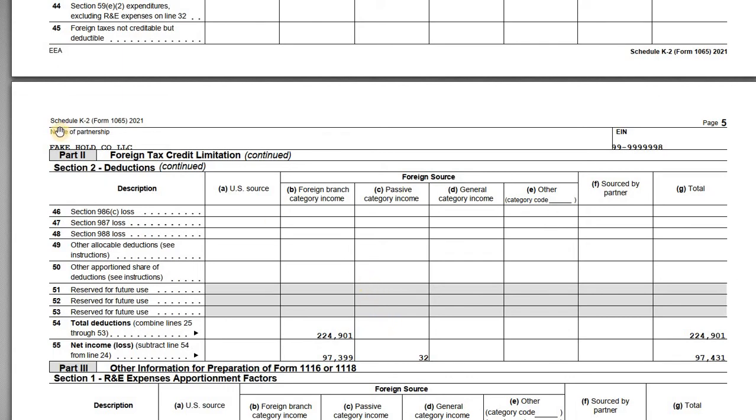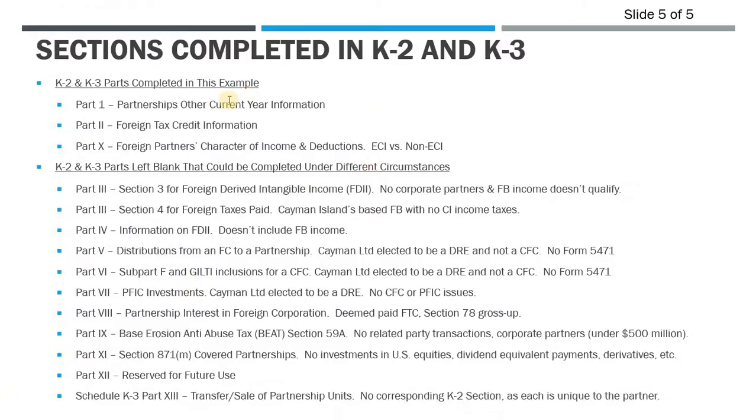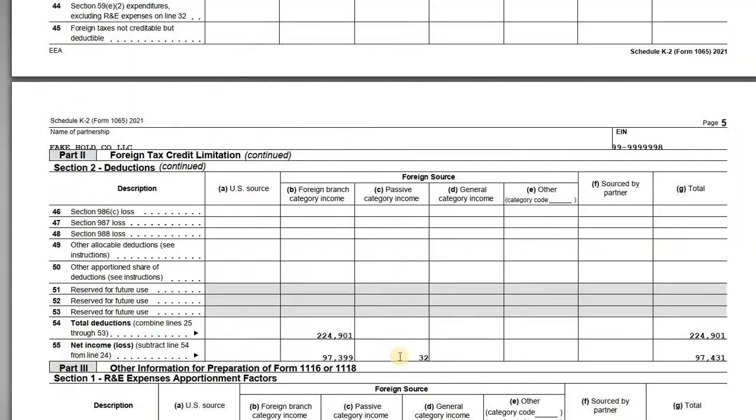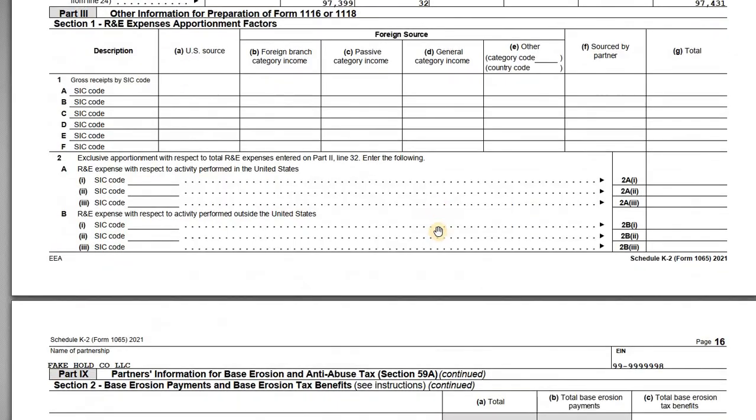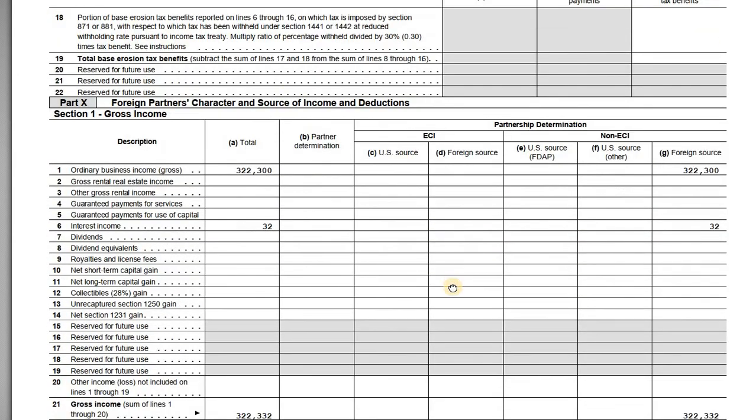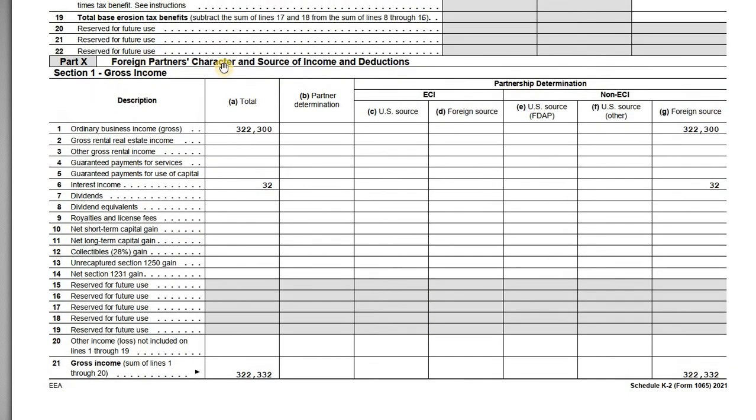Okay, now that we've done part one and part two, if we look at our slide deck again, the sections we are completing are part one, part two, and then part 10 for foreign partners, character of income and deductions. This is probably the most important one for our non-resident partners. So if I jump down here to part 10, we have foreign partners, character and source of income and deductions.